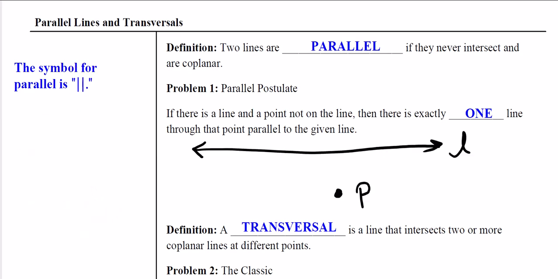Problem 1, the parallel postulate. Now this is not how it was originally stated by the mathematician Euclid. This is a more modern presentation of the parallel postulate, but the idea is this. If I have a line L, and there's a point P not on line L, there's exactly only one line that I can draw through point P that's parallel to line L. Exactly one, and that's it. So it kind of forces us, and you may have seen that already in the simulations that we did.